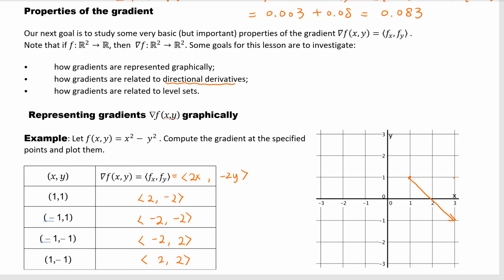So this is the picture. It's standing at the point (1, 1) with the vector (2, -2). And then at the point (-1, 1), the vector is (-2, -2), which is this guy. At the point (-1, -1), the vector is (-2, 2), so this guy. At the point (1, -1), the vector is (2, 2), so this guy. So far so good, everybody?